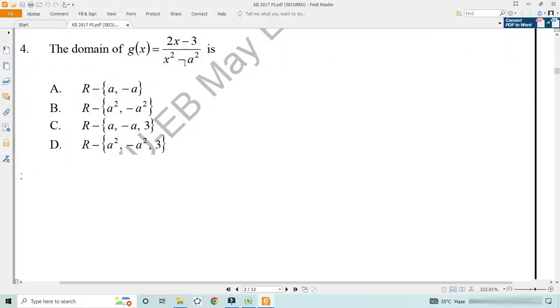In MCQ number 4, we have to identify the domain of the given function. तो डोमेन वही होगी जिसके पुट करने से फंक्शन अनडिफाइंड ना हो. तो वी कैन सी दैट अगर हम इस फंक्शन में x की जगह नेगेटिव a या पॉजिटिव a पुट करते हैं तो फंक्शन का डिनोमिनेटर 0 यानी फंक्शन अनडिफाइंड होगा.